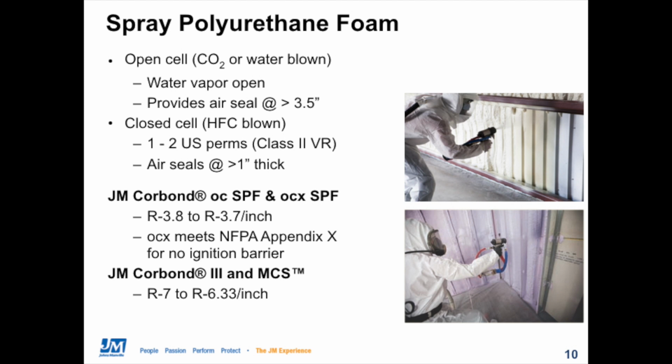Our closed cell products are called Corbond MCS and Corbond 3. Corbond MCS is our multi-climate solution, which delivers an R value of about 6.3 per inch. And Corbond 3 is JM's premium spray foam product, delivering a superior R value of R7 per inch. And our Corbond 3 provides good yield in many different climates and temperature conditions.